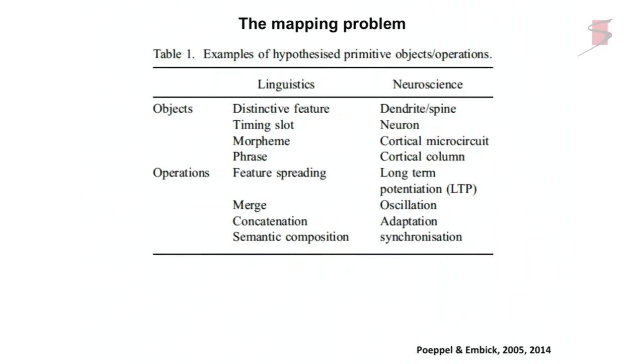Linguists traffic in things like the notion of a distinctive feature, which has to do with phonology, or timing slots, the notion of a morpheme, a phrase, operations like merge or concatenation. And obviously there are debates about these, right? Different linguistic theories and different traditions have a different way of granulating this, but this is the flavor of the concepts. And likewise, these are the primitives of neuroscience: the dendritic spine is one of the elements, or a cortical column, or the notion of, let's say, adaptation.